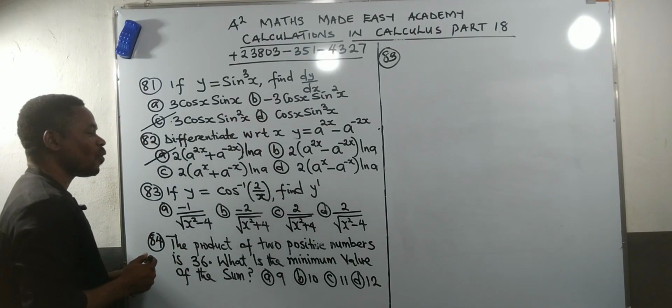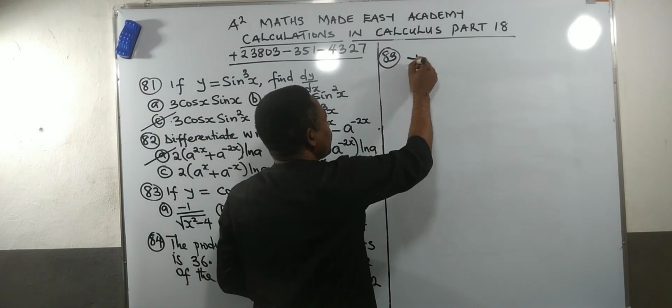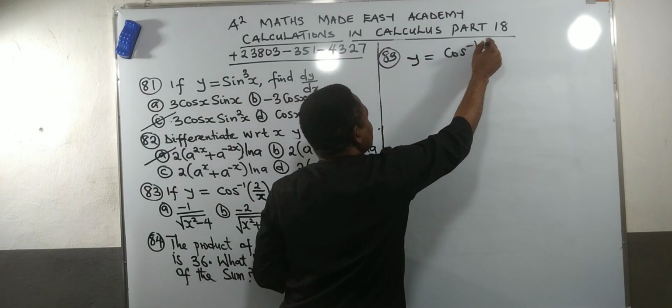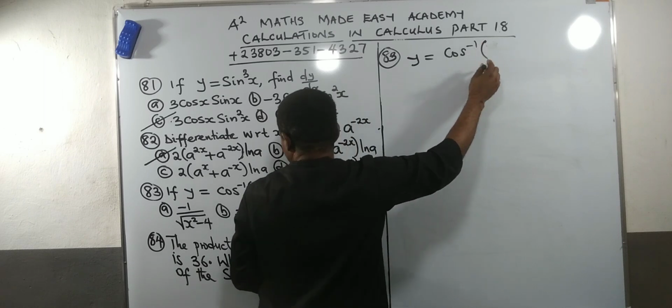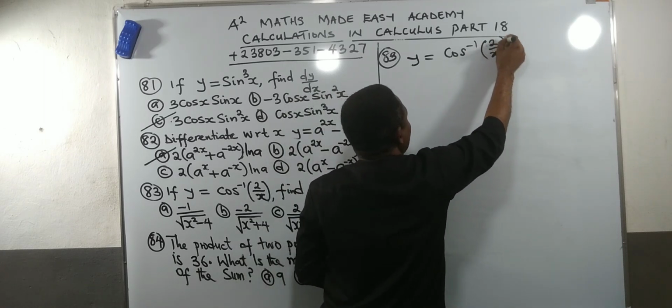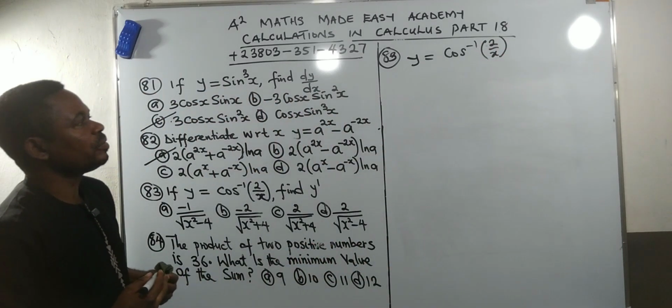Y prime means dy over dx. We are given that y is cos inverse of 2 all over x. Now this is differentiation by chain rule.